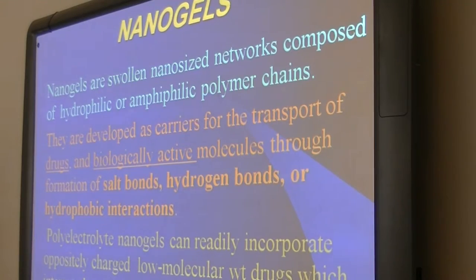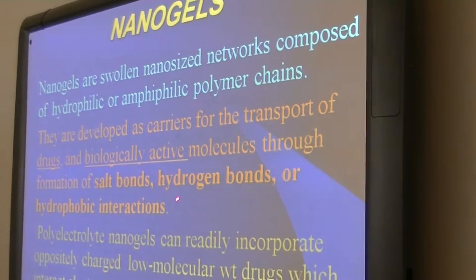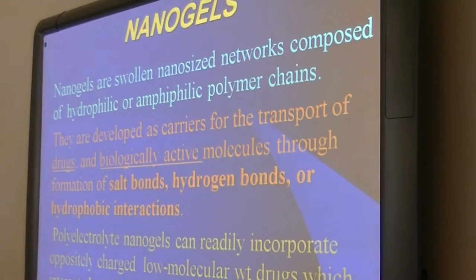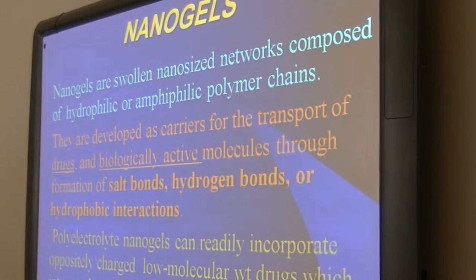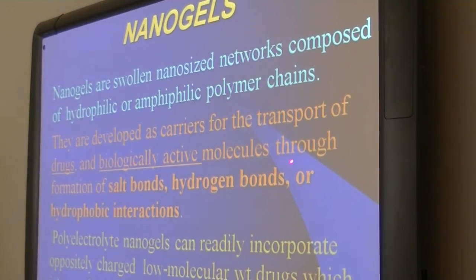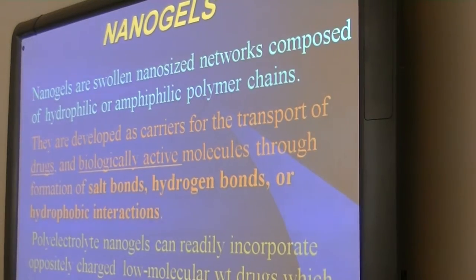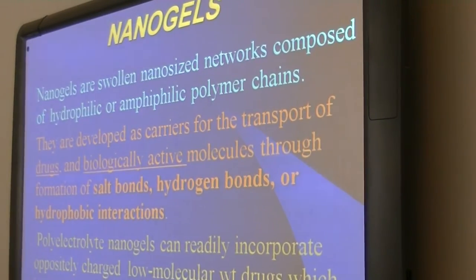Now here it's about the nanogel. Nanogel is again prepared with an interaction of the biological polymer or the smart polymer, and here is the bonding which is responsible for making the gel. This is a weak bonding, hydrogen bonding or hydrophobic interactions.